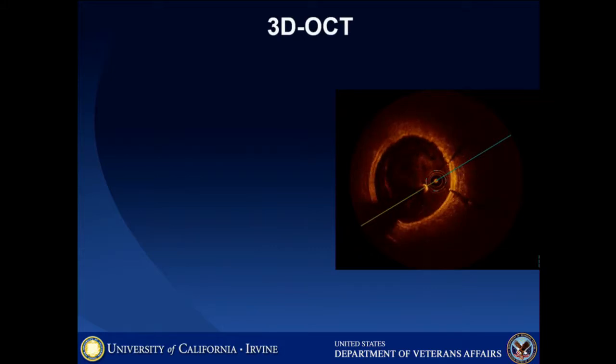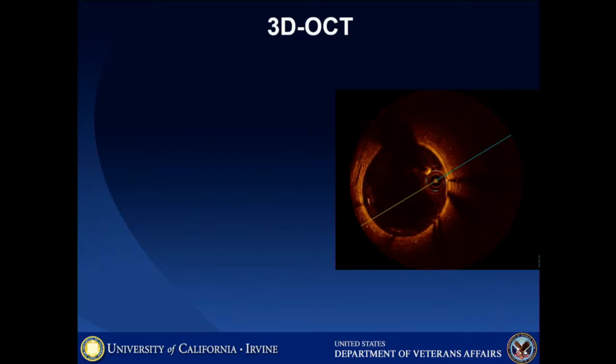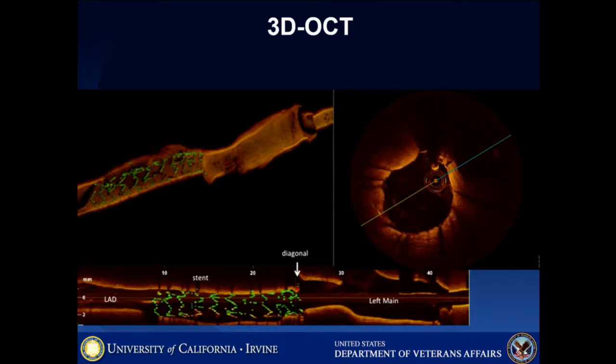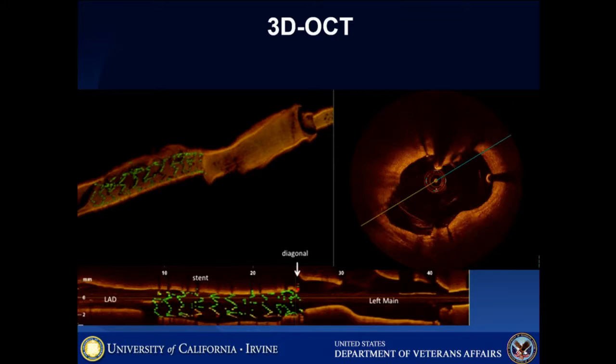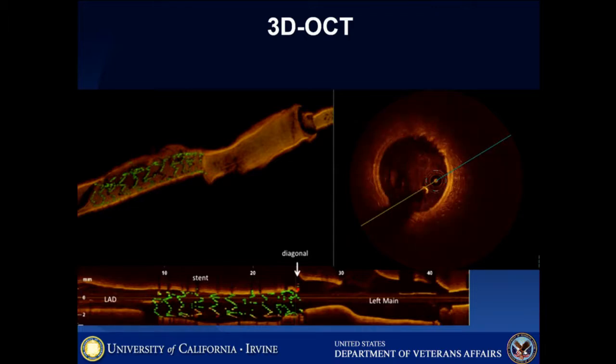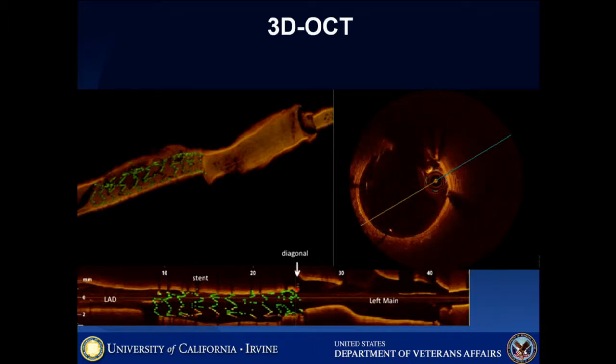So 3D OCT is another version of this. You can take the OCT that you see on the right here, which shows a little bit of malapposition. You can convert that using computational image analysis into a 3D image, which then also has some special parameters to help you delineate where there's stent malapposition. In this case, coding green where the stent is well apposed to the vessel wall, and coding red when there's more than 2 millimeters of malapposition.